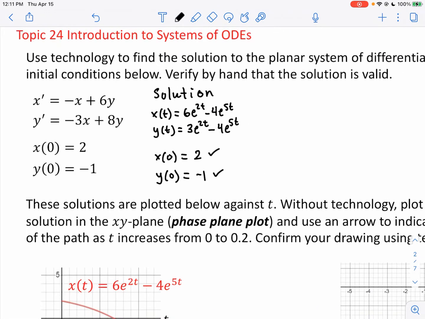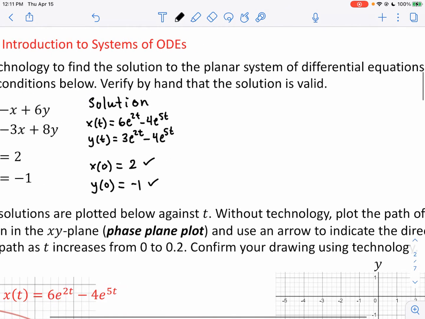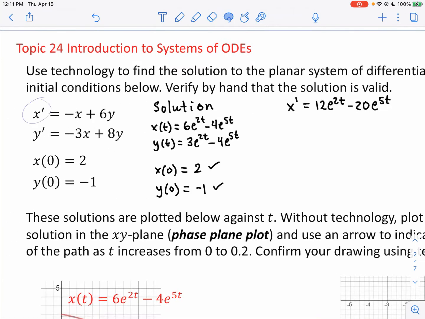Now we want to verify that the differential equations, the system, is also satisfied. Both of these equations here and here. So we're going to do x prime, and then we're going to calculate this side and see if we get the same thing. So let's do x prime first. The derivative of x with respect to t, use the chain rule. Derivative of 6e to the 2t is going to be 12e to the 2t. And then the derivative of negative 4e to the 5t will be negative 20e to the 5t. So this is what we get when I do just x prime.